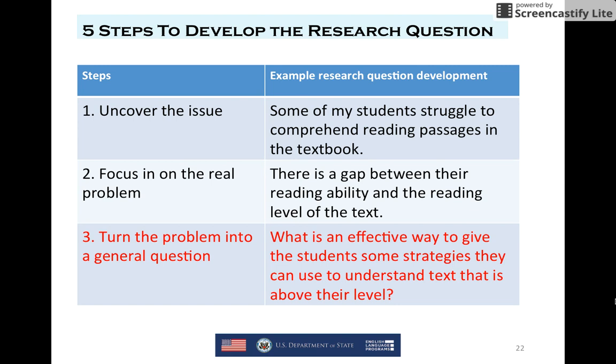Let's look at my example again. So from step 2, my real problem is that there is a gap between the student's reading ability and the reading level of the text. So I made the statement into a general research question. So now my research question is, what is an effective way to give the students some strategies they can use to understand text that is above their level? What about your issue or problems? Can you turn them into general research questions as well?